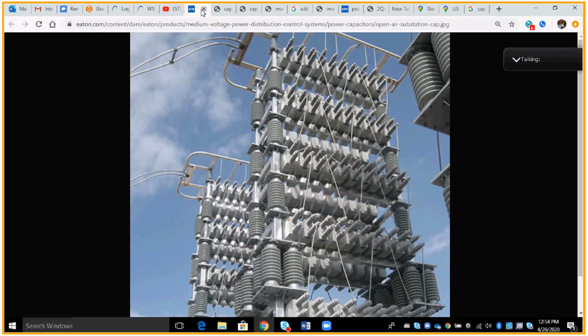Looking at this picture right here, what we have is a substation capacitor bank. This is going to be located inside a utility substation, and you can see the individual units. And this is what I mean by banking them together. So you can actually stack these units if you need more capacitance introduced into your circuit. This is for transmission.